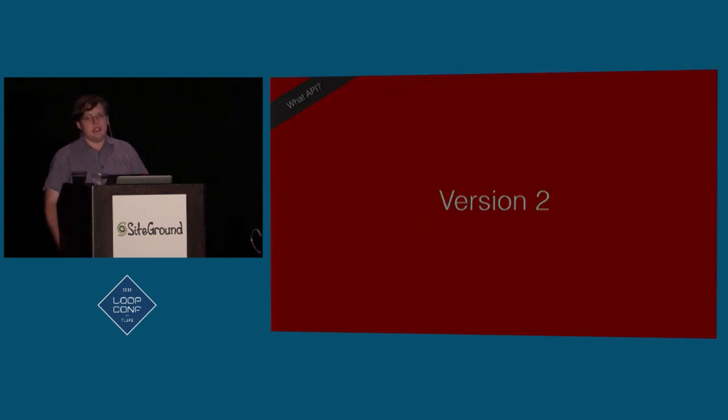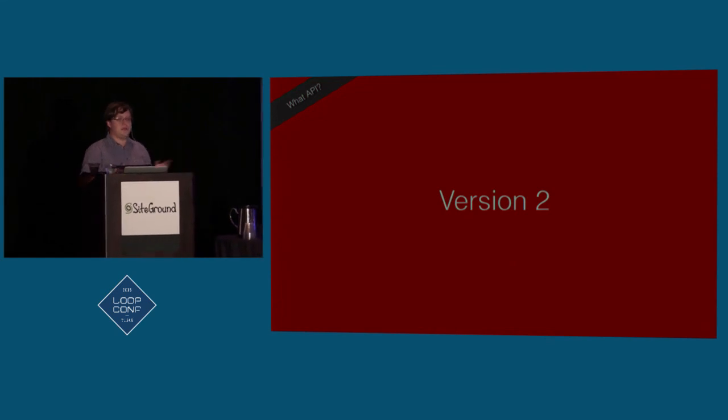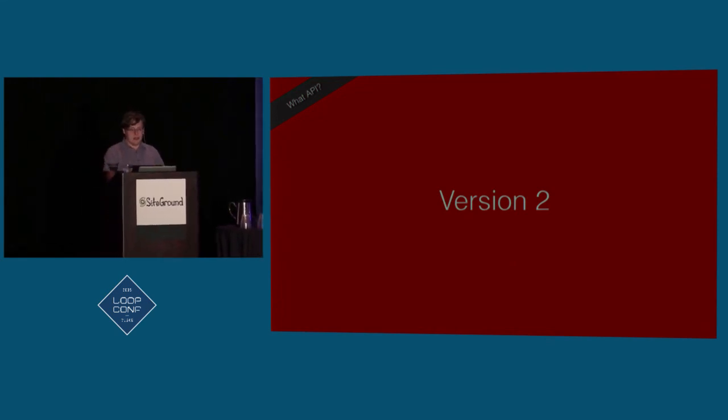So, just recently, we released version 2 of the API. Version 2, despite it being a new major number, is actually the next iterative version of the API. And it's the exact same code base, but just modified further.